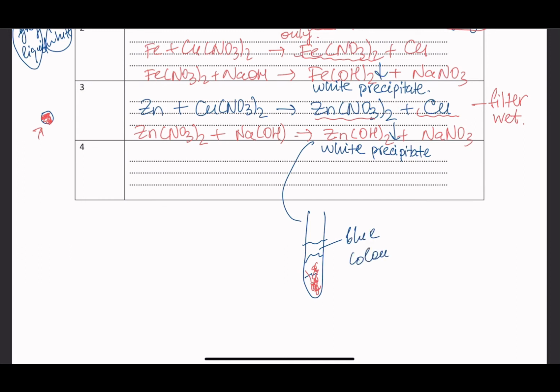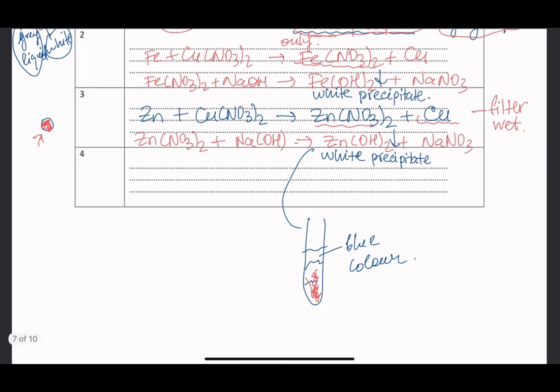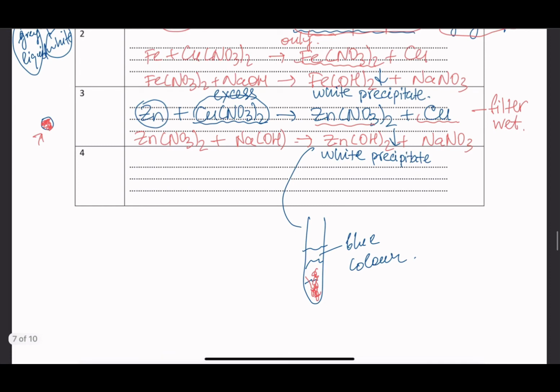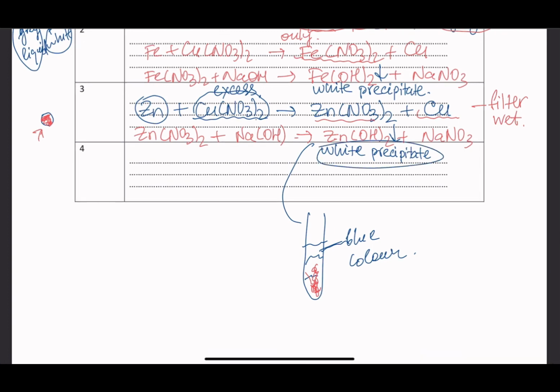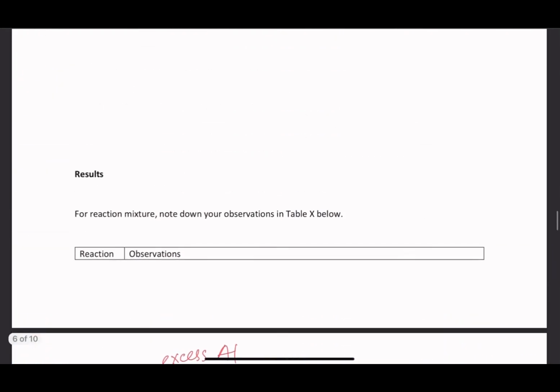You need to mention this in your results and discussion, and you need to explain why it was still blue. I will give you guys a hint. You see this blue solution in here? We added too much excess of this guy into zinc. That's why we still had a blue color inside the solution. But if we put in just enough copper nitrate, we would have had only white precipitate. Now you need to talk about this in results and discussion.